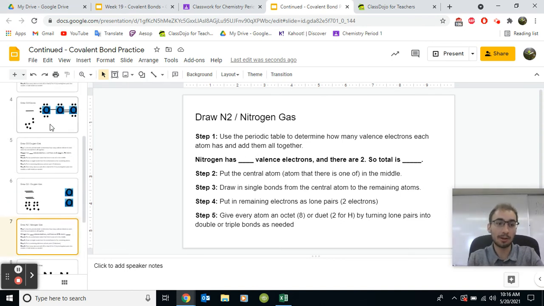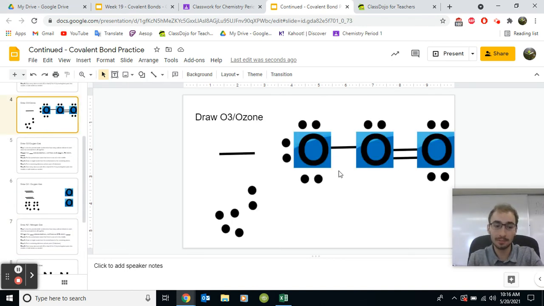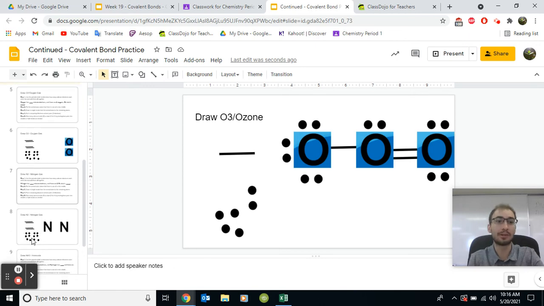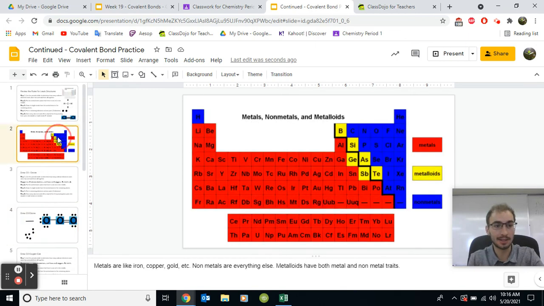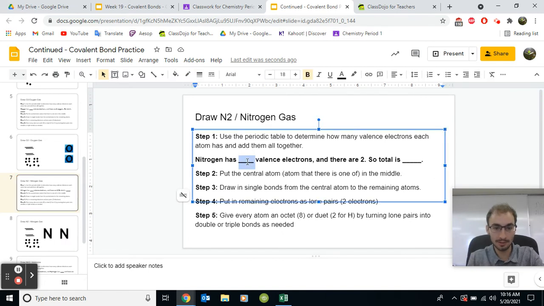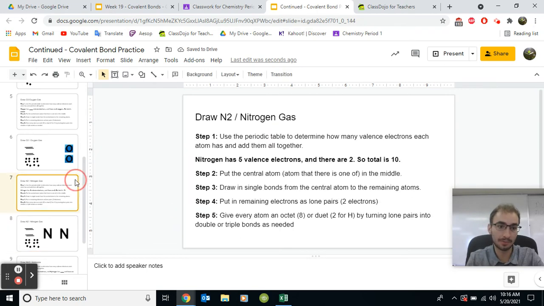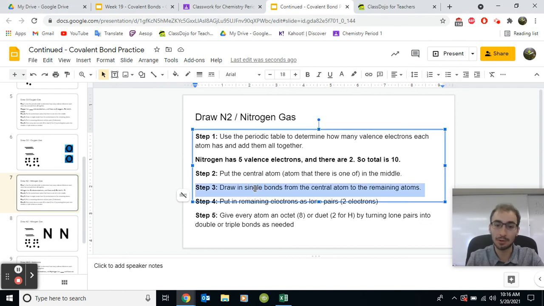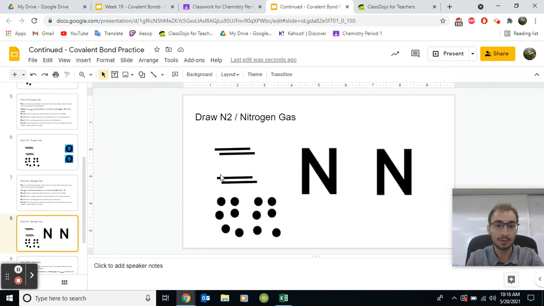So remember, not all molecules need double bonds, but some do, and I really wanted to focus on those double and triple bonds today. So nitrogen is in this column, which means it has 5. So nitrogen has 5 valence electrons, and there are 2. So that leaves 10 total. And they're the same, so they'll both be side by side. Then it says draw single bonds from the central to the remaining atoms. So you're just going to connect them with 1.